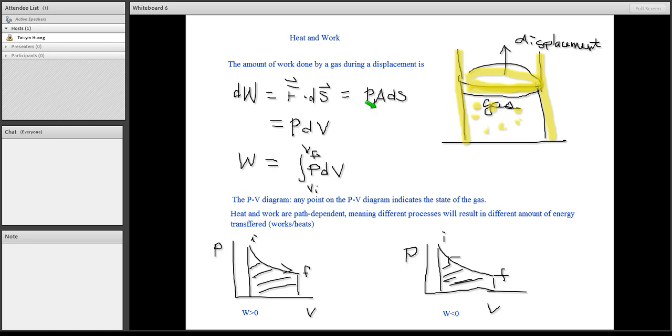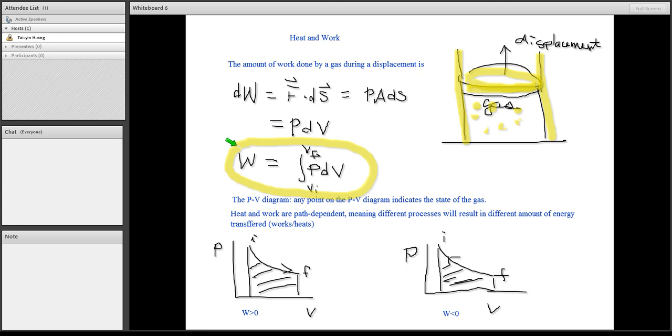So what is A times ds? A is the cross-sectional area, and ds is the displacement, and that will give you the differential volume dV. So this equation becomes pressure times dV. And so when you integrate on both sides, the amount of work done by the gas is equal to the integral of P dV, from the initial volume to the final volume, and that will give you the amount of work. So you can see that the amount of work really depends on the volume. If there's a change in volume, then there's work, or there's a heat flow. So this is the equation that we're going to revisit quite a bit when we deal with gas.